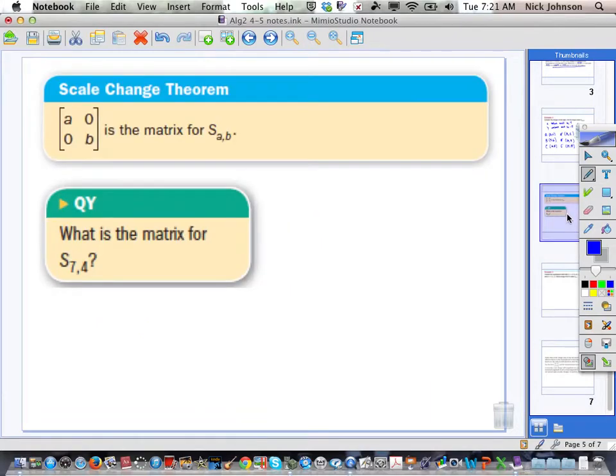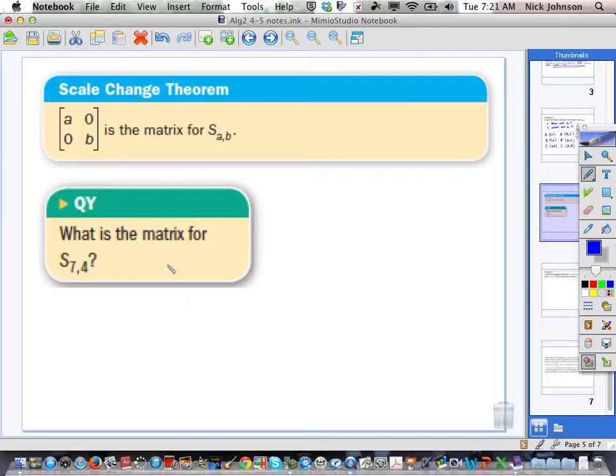The scale change theorem, okay? This is the matrix you're going to use on your calculator to multiply those points times the scale change. Notice they put the A in the top left, B in the bottom right. Everywhere else is a 0. Remember I said it's just like a size change. The only difference is these two numbers in the diagonals are different numbers.